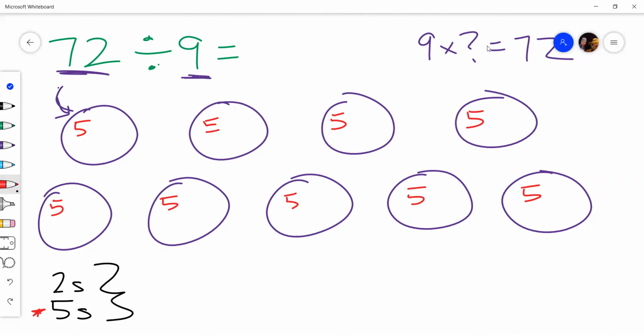Now the thing is though, I have to start thinking if I go by another group of 5, I might get more, right? So let's see. I'm going to try that. 45, 50, 55, 60, 65, 70, 75, right? 80. Notice I don't have equal groups and I'm past 72. So counting by fives the second time around didn't help, but it did help to get me quickly to 45.